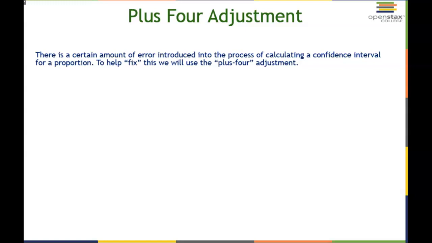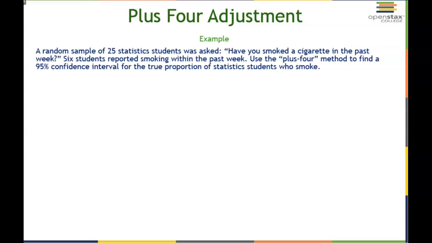So let's take an example and see it in action. A random sample of 25 statistics students was asked, have you smoked cigarettes in the past week? 6 students reported smoking within the past week. Use the +4 method to find a 95% confidence interval for the true proportion of the statistics students who smoke. The only difference here between the previous example is we're going to do that adjustment up front first.